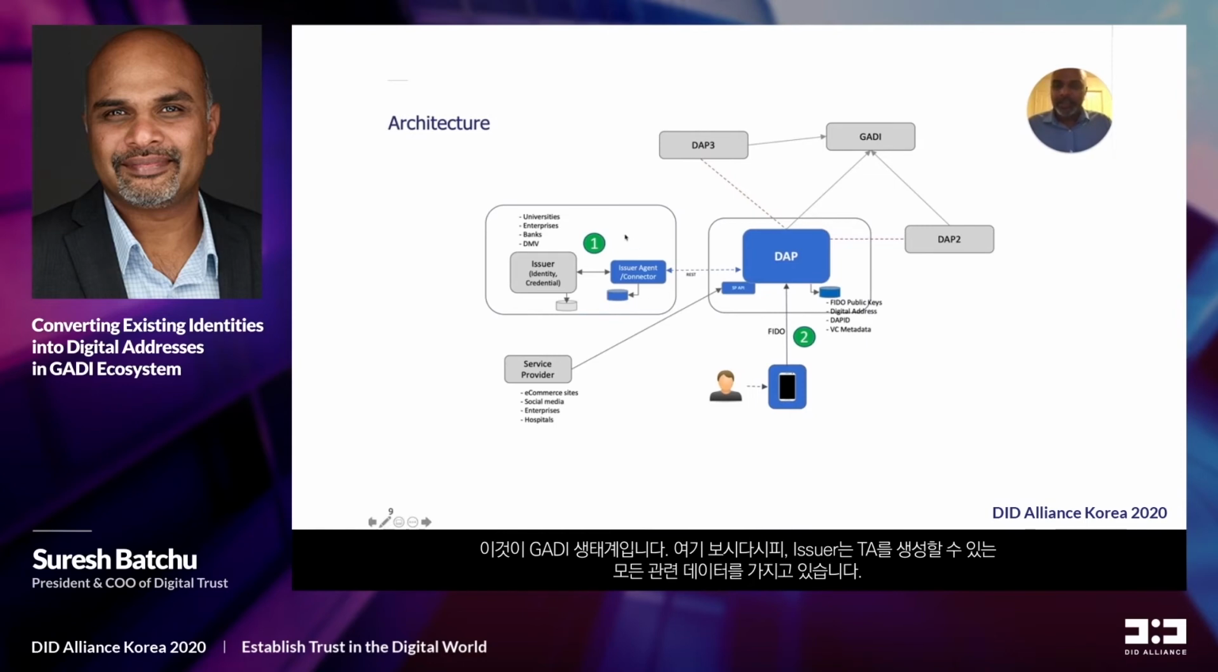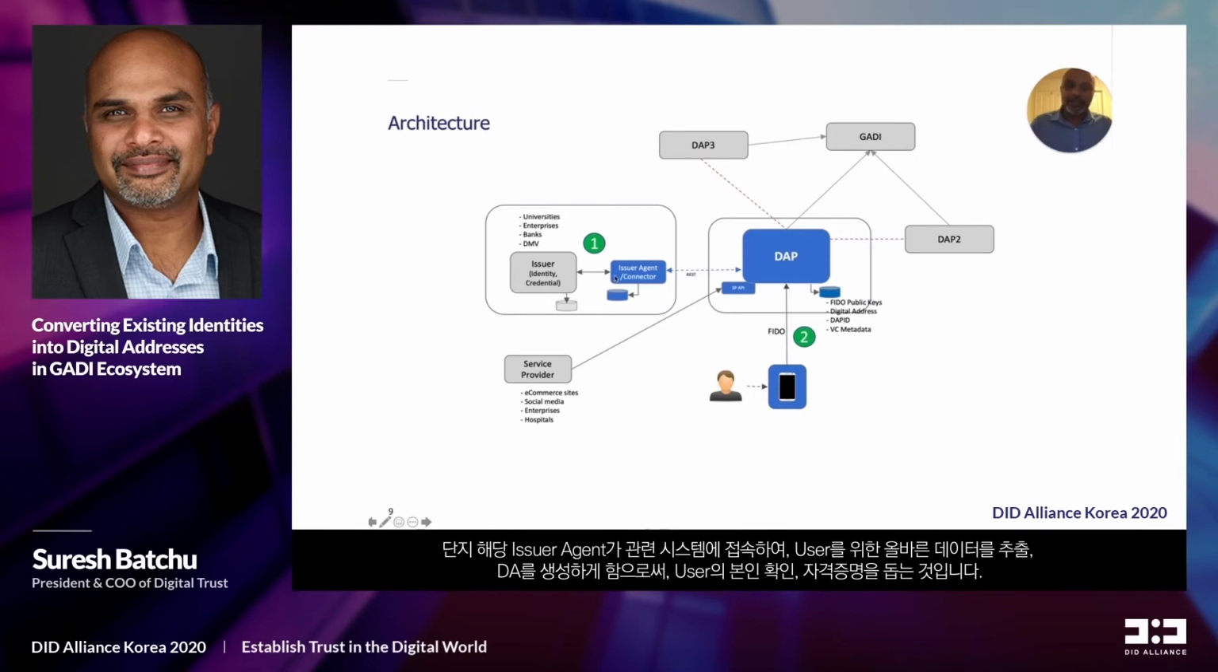And as you can see here, the issuer has all the relevant data to create the trust anchors. All we need to do is have this issuer agent connect to those relevant systems, pull the right data, create a digital address for those users, and make it available for the users to claim. This process is very simple, and we've done this by integrating with enterprise systems, and we'll show you a demo of how this can be done in a very easy manner.